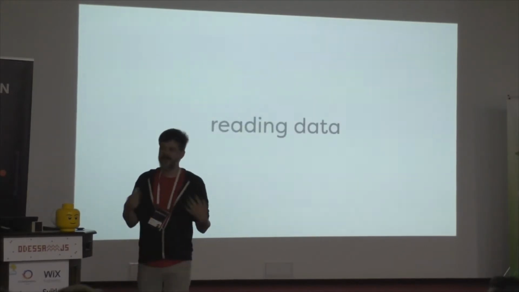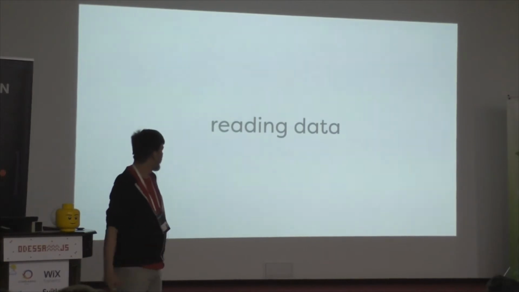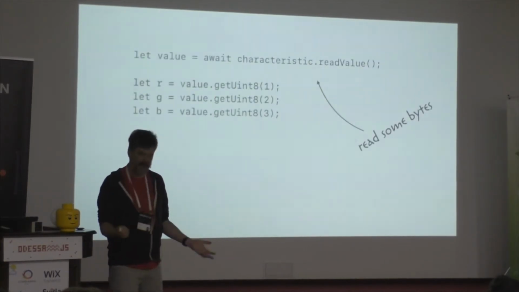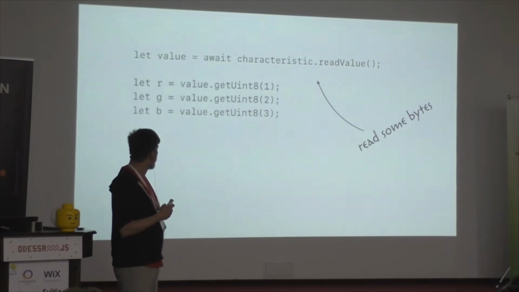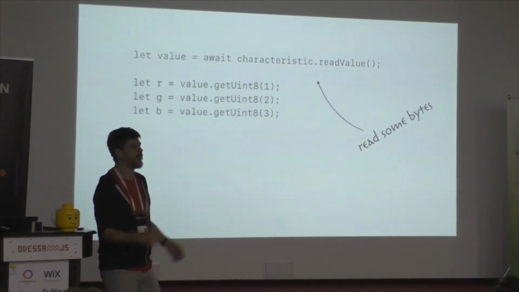Now, if we want to know the color of the light bulb from the browser, we can read data too. We can call readValue on the characteristic, and then we can pull out the individual bytes again, and we have our RGB value.